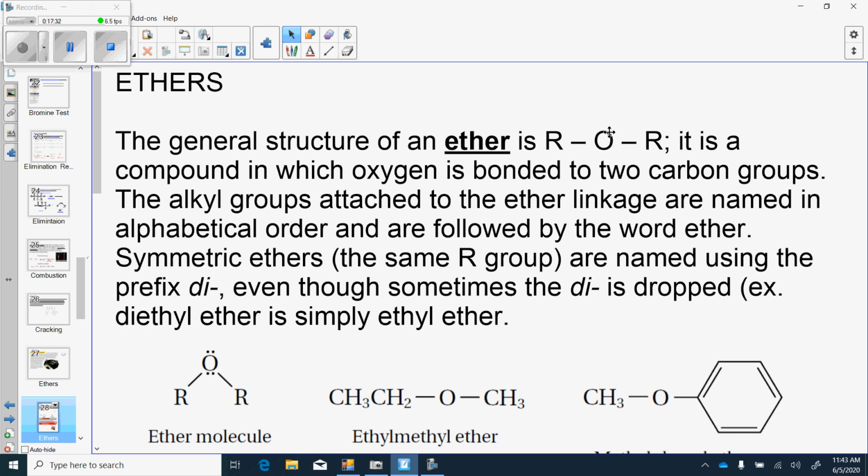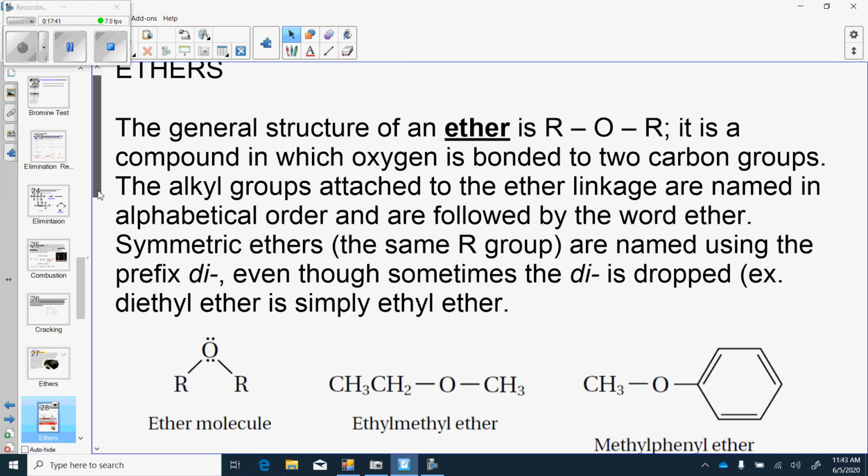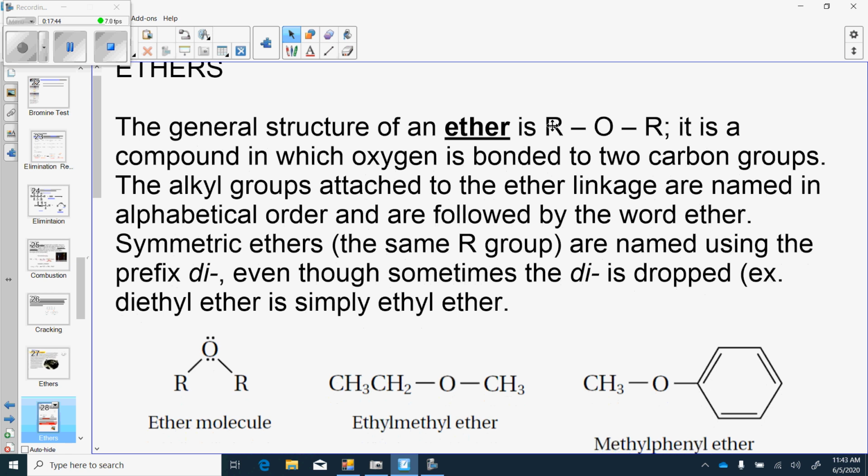So they're pretty easy to recognize because they have that oxygen smack dab in the middle, and they're named for those 2 R groups. So essentially, we're going to find the name for this guy, find the name for this guy, put them in alphabetical order, and then finish our name with ether. So it's a compound in which oxygen is bonded to 2 carbon groups. The alkyl groups attached to the ether linkage are named in alphabetical order and are followed by the word ether. Symmetric ethers, which means the R groups are identical, are named using the prefix di, even though sometimes the di is dropped. So I'll show you an example.